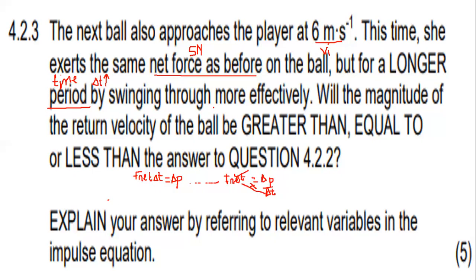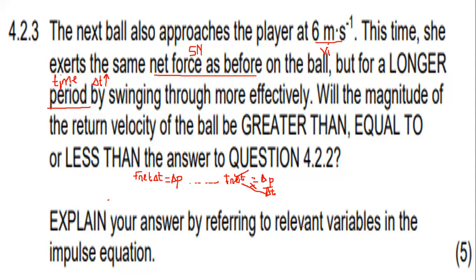Why is it going to increase? Because now, when I increase the change in momentum, remember the change in momentum is the final momentum minus the initial momentum. So if F net delta T has increased, then it tells me that the change in momentum has increased. And if the change in momentum has increased, it definitely tells me that the final momentum is going to increase. Now, if the final momentum has increased, it means that the final velocity has increased.